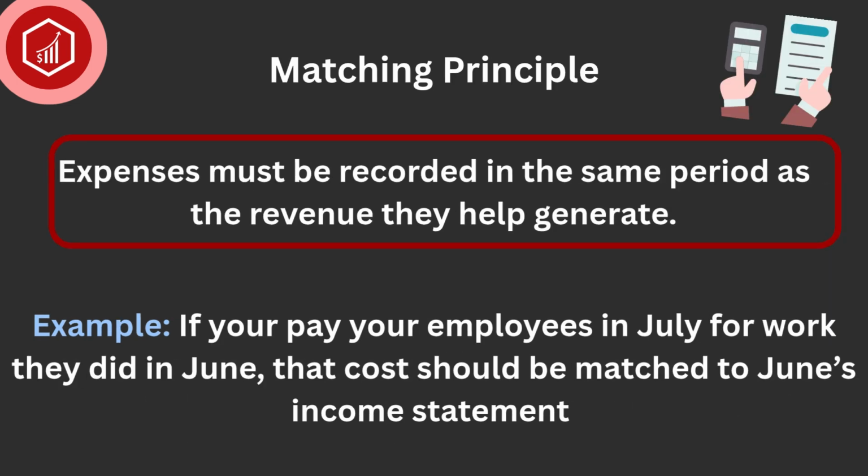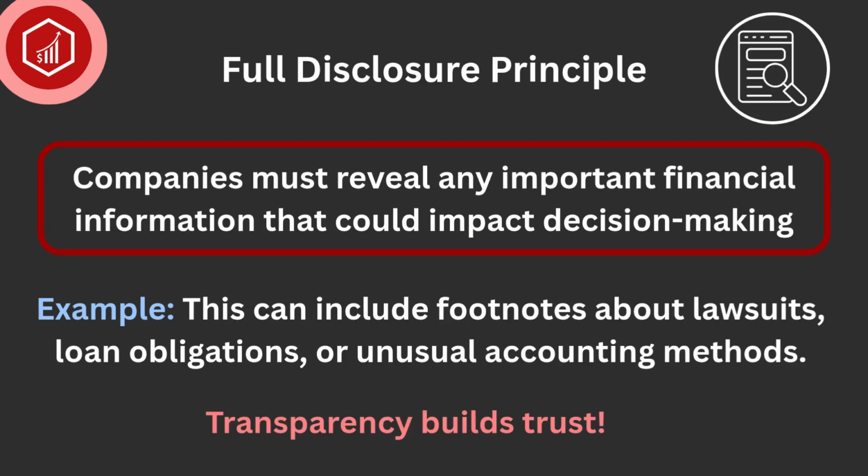Also, the next principle is quite similar. It is the matching principle. It is also really important. It is closely linked to the revenue recognition. The matching principle means that expenses must be recorded in the same period as the revenues they help to generate. For example, if you pay your employees in July for the work they did in June, that cost should be matched to June's income. This gives a more accurate picture of the profit.